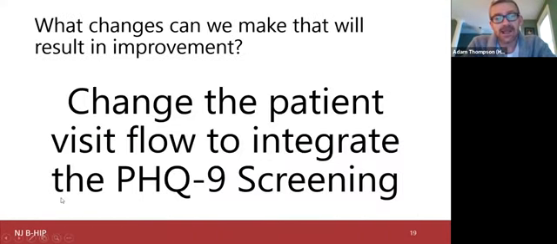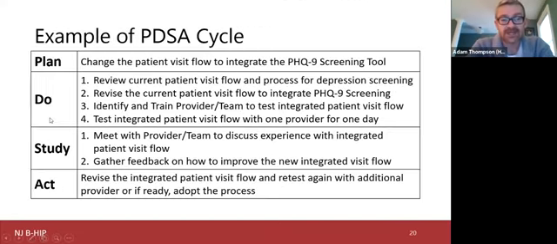So what changes can we make that will result in an improvement? For this example, let's look at a specific change idea, which is to change the patient visit flow to integrate the PHQ-9 screening. When you sit down and come up with this change idea, this is an example of what a PDSA cycle may look like.